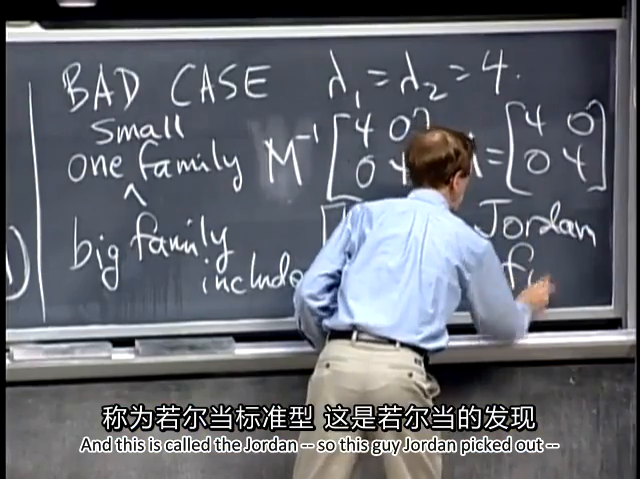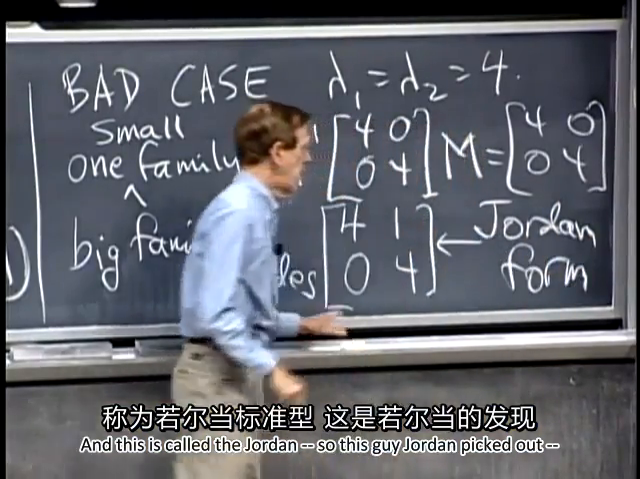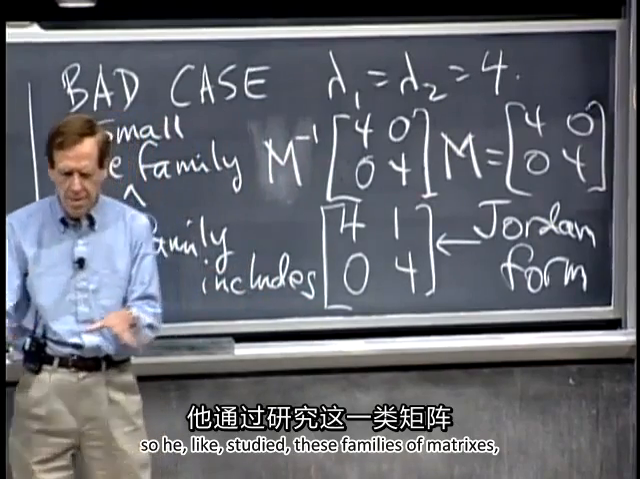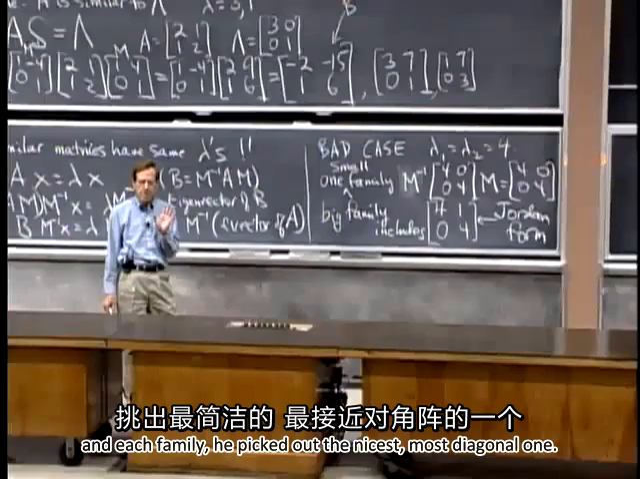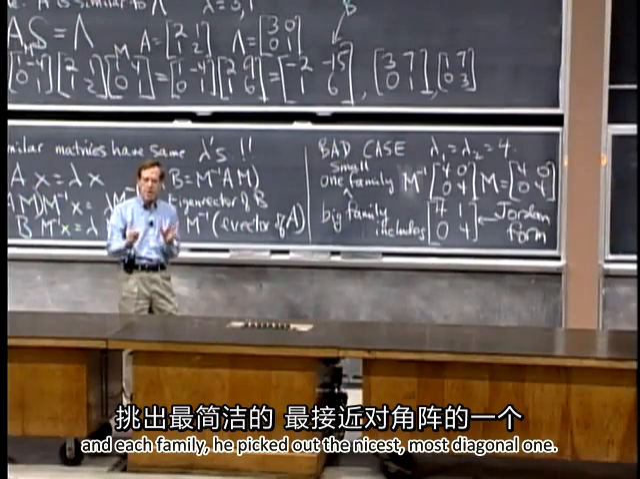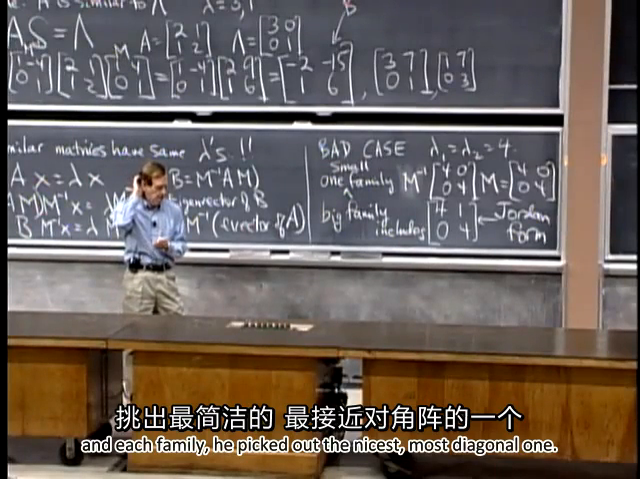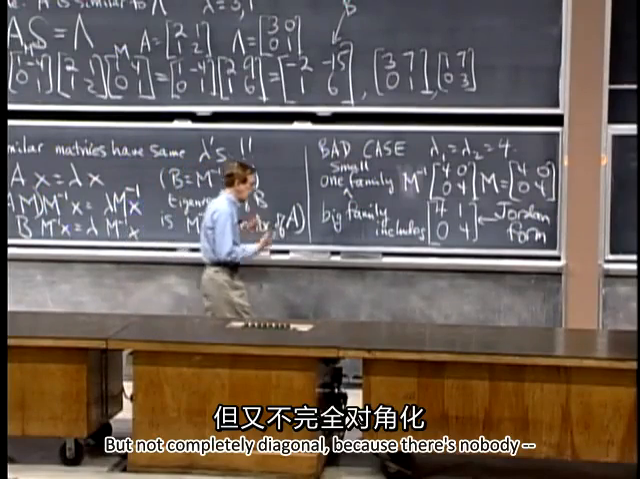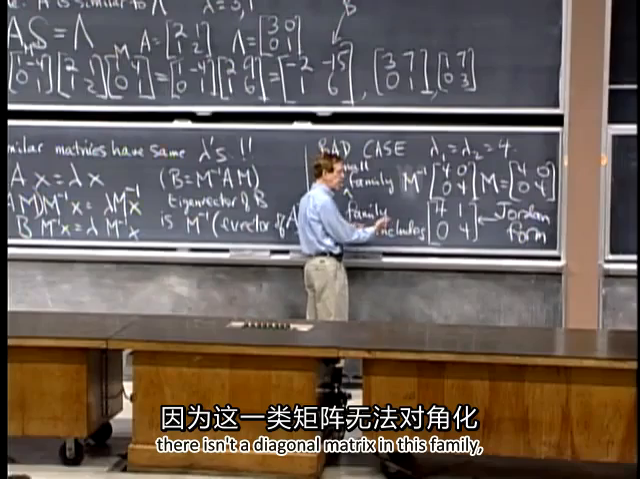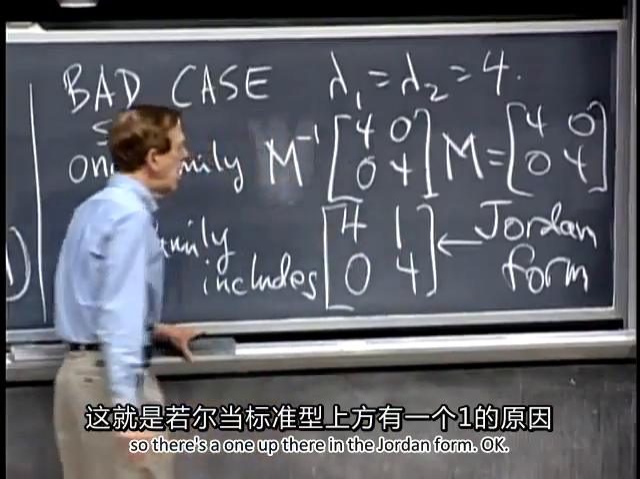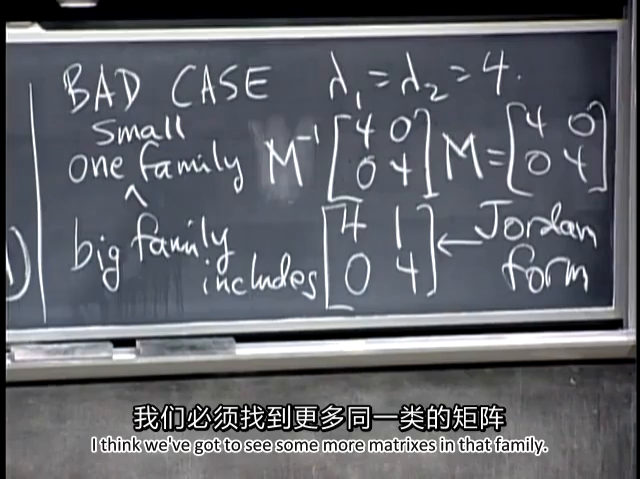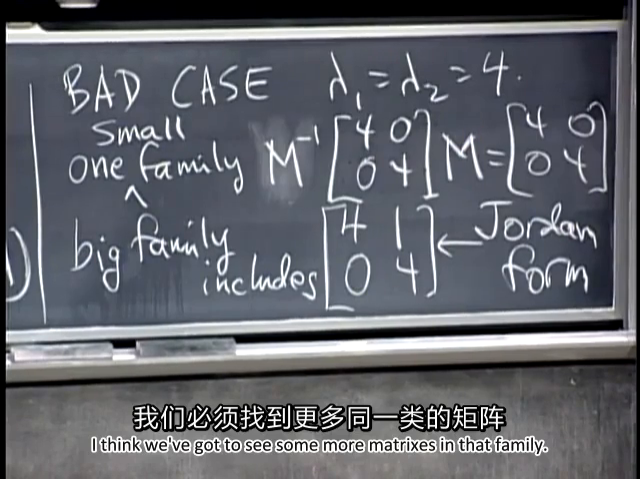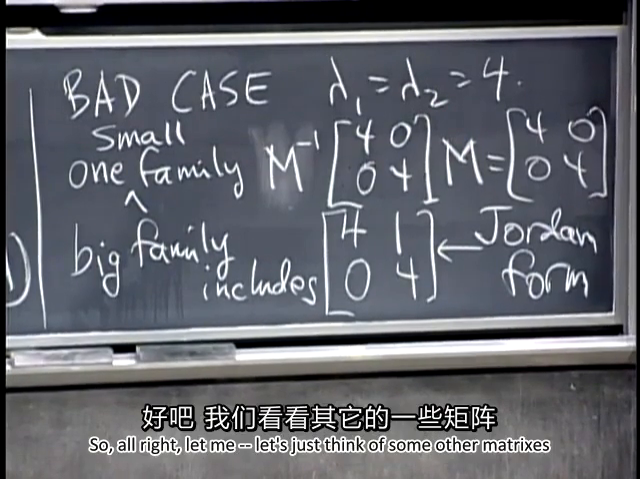So this guy, Jordan, studied these families of matrices. And in each family, he picked out the nicest, most diagonal one. But not completely diagonal, because there isn't a diagonal matrix in this family. So there's a 1 up there in the Jordan form. Okay, I think we've got to see some more matrices in that family.